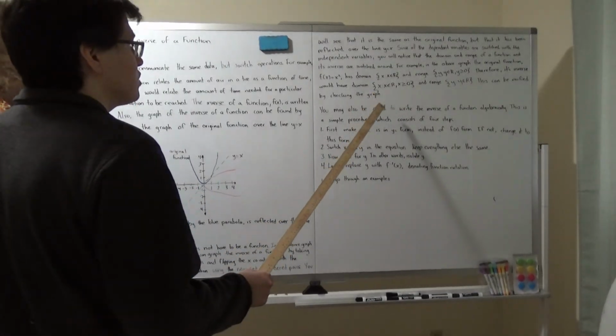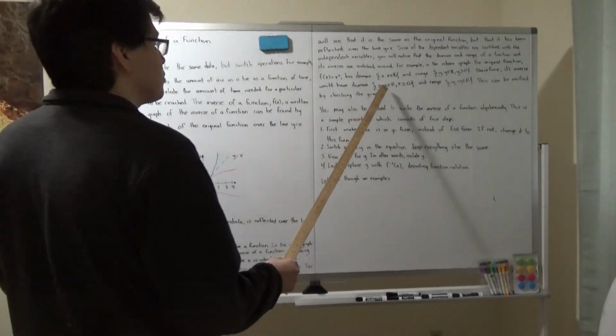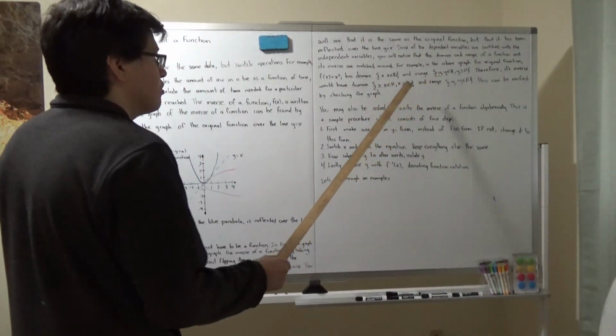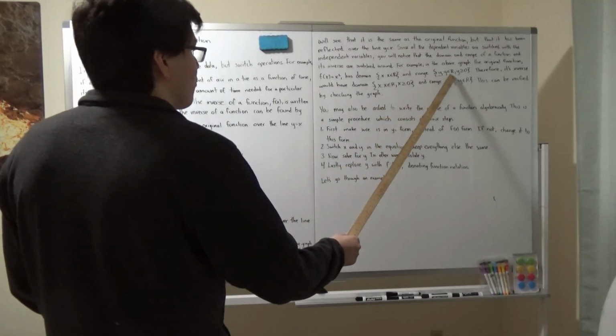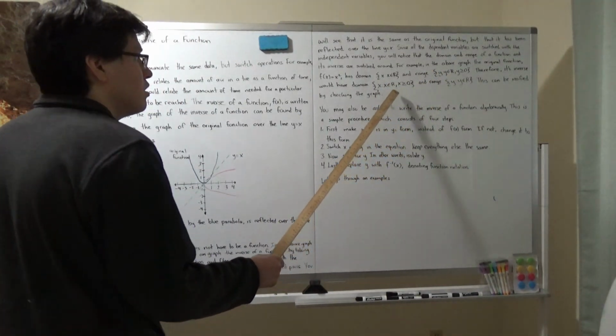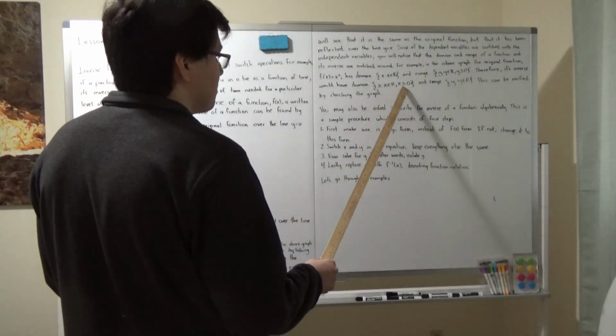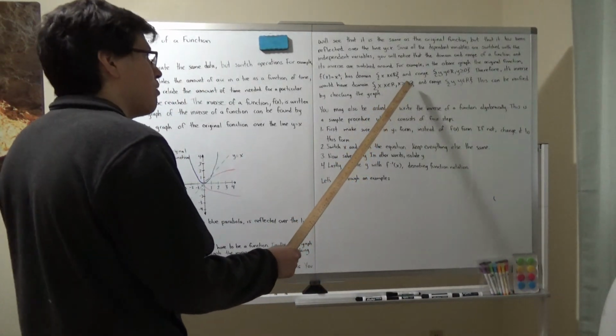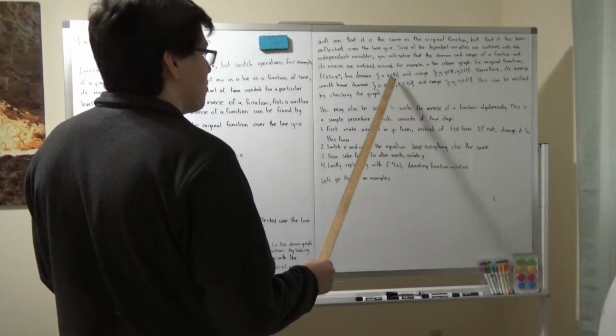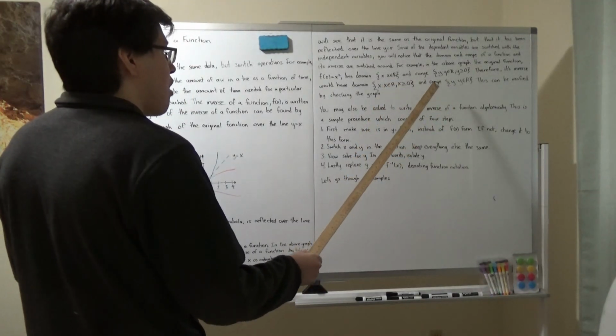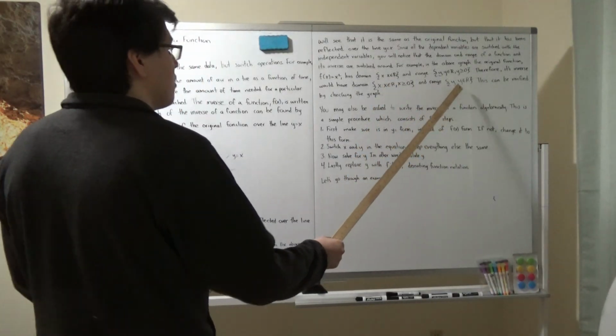Therefore its inverse, to get the inverse, we simply switch the domain and the range. We take the range and we make it the domain. So x belongs to all real numbers, but x is greater than or equal to 0. And range, we take the domain and we make it the range. Range, y belongs to all real numbers.